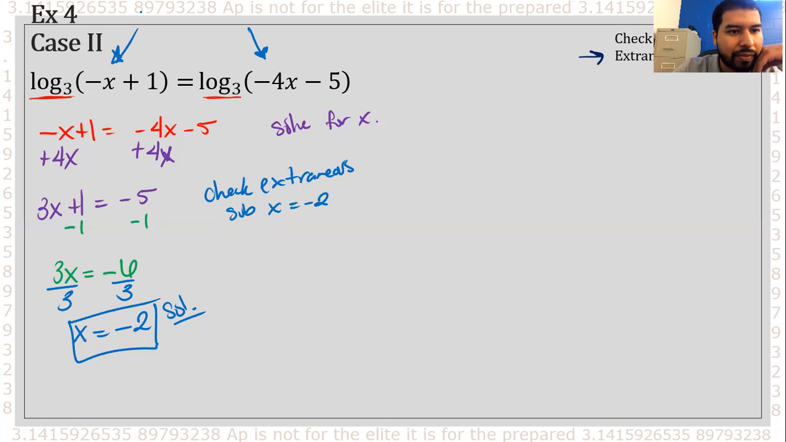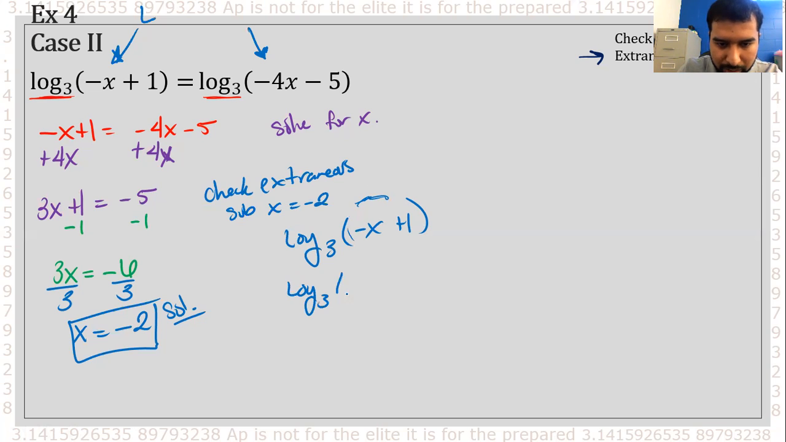So let's try the left, right? That tells me log base 3 of negative x plus 1. And remember, we want to find out, is the final answer inside the parentheses a negative digit? So let's go ahead and try it.